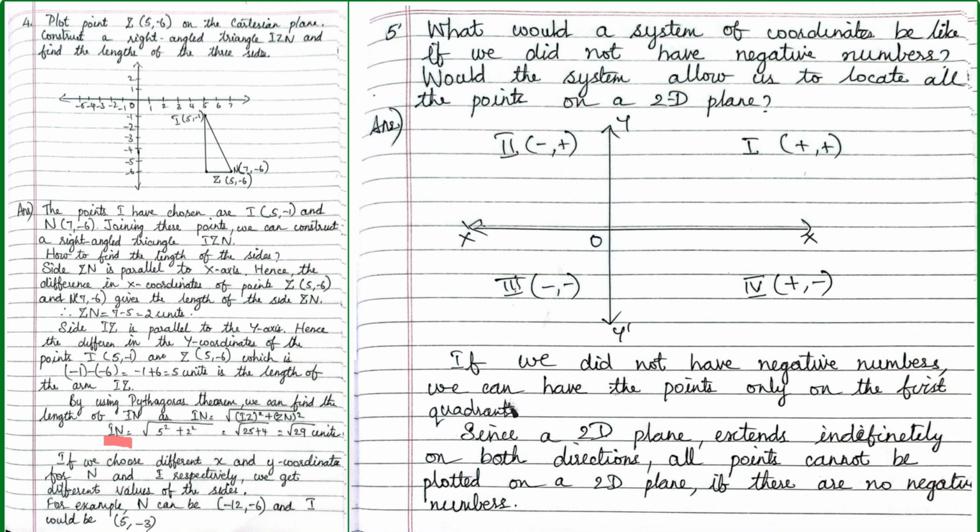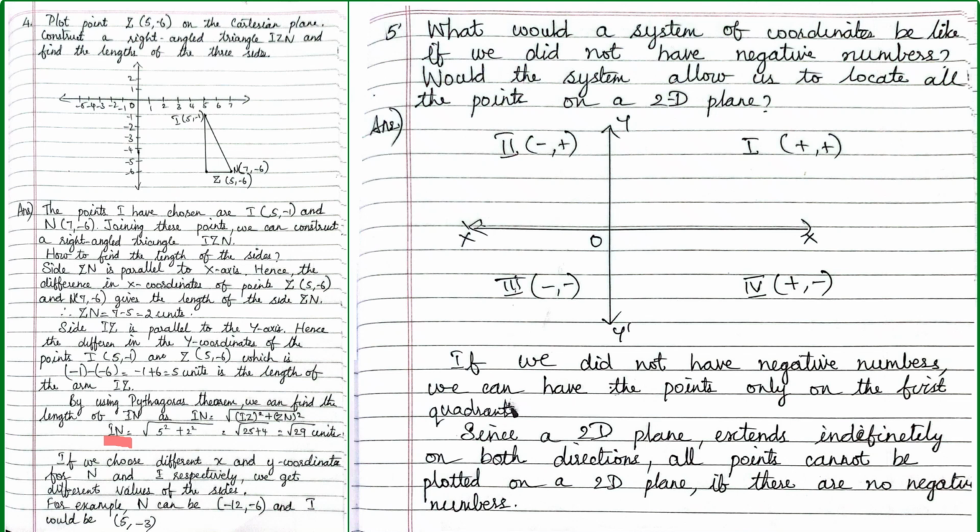What would a system of coordinates be like if we did not have negative numbers? Would the system allow us to locate all the points on a 2D plane? This is a sample construct of the 4 quadrants. First quadrant, all the values being positive, meaning the x and y coordinates have positive values. The second quadrant, where the x coordinate will always have negative values, the y coordinates always have positive values. The third quadrant, wherein both the x and the y coordinate have negative values. The fourth quadrant, where the x coordinate is positive and the y coordinate is negative.